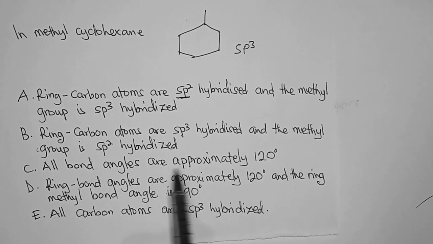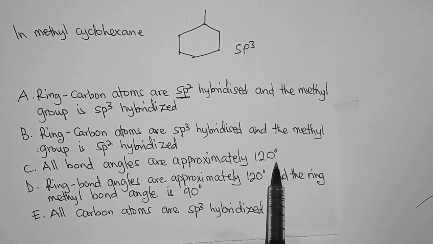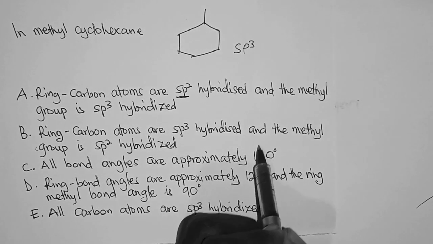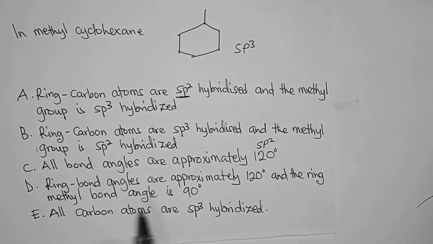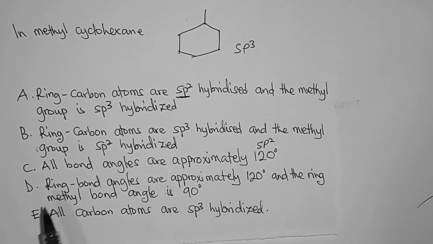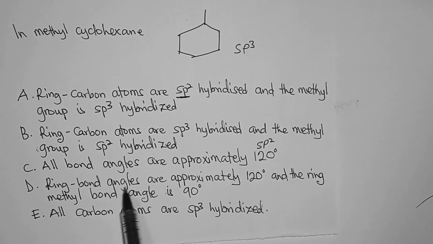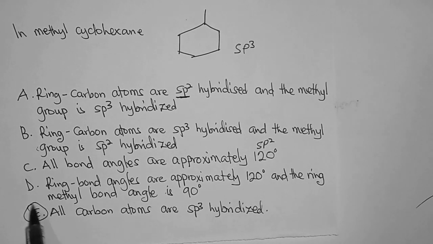All bond angles are approximately 120 degrees. The 120 degree bond angle is characteristic of sp2 hybridization, so this is not correct either. Ring bond angles are approximately 120 degrees, and the ring methyl bond angle is 90 degrees. This is not true either. Then E says that all carbon atoms are sp3 hybridized, and that is the correct answer. So the answer is E.